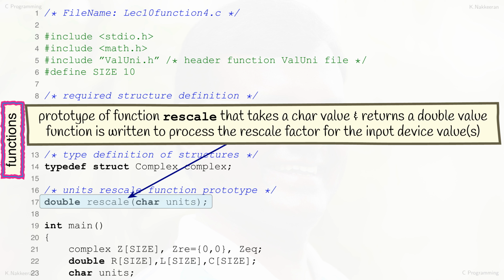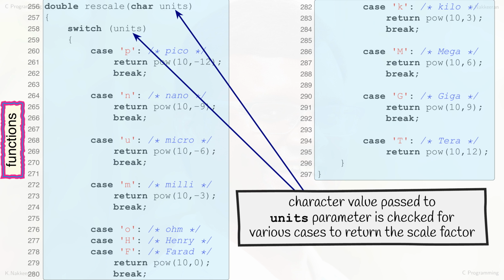Let us look into the definition of this rescale function on how it returns the appropriate double rescale factor to scale the input load RLC values to their respective base units. Just after the end of the main function, lines 256 to 297 are written for the definition of the function named rescale that takes a character value and returns a double value. A single switch statement that checks the character value passed on to the parameter named units is written for the scope of this rescale function.